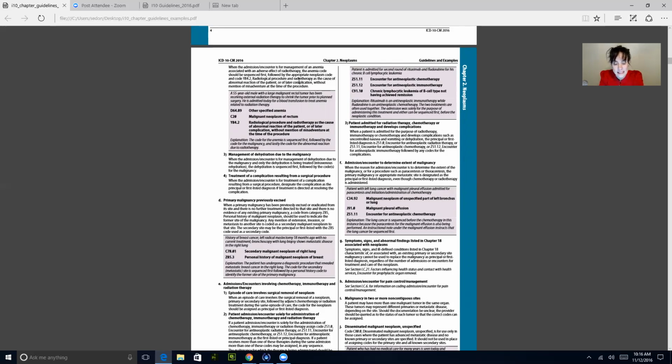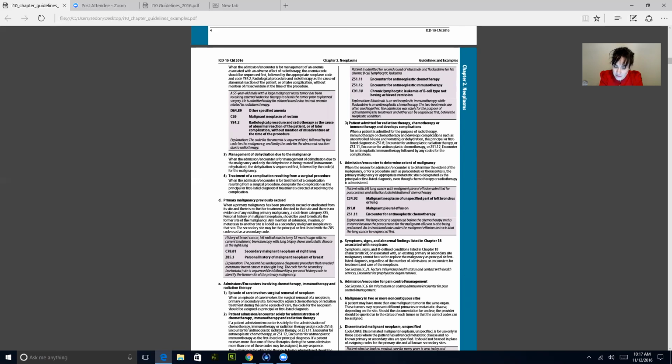So we have D64.89, other specified anemia, C20, malignant neoplasm of rectum, Y84.2, radiological procedure and radiotherapy as the cause of abnormal reaction of the patient or of a later complication without mention of misadventure at the time of the procedure. And the explanation is the code for the anemia is sequenced first, followed by the code for the malignancy, and lastly, the code for the abnormal reaction due to radiotherapy.